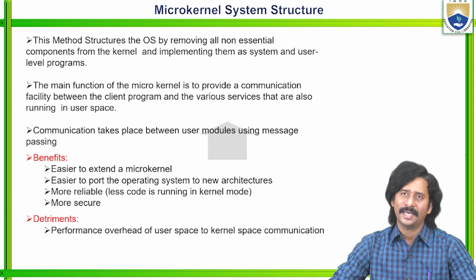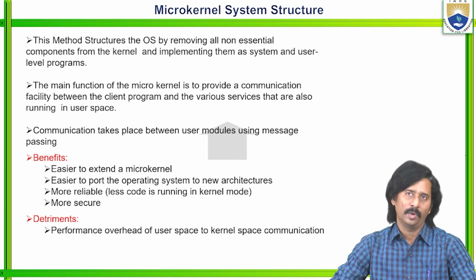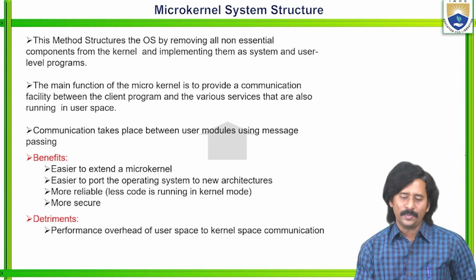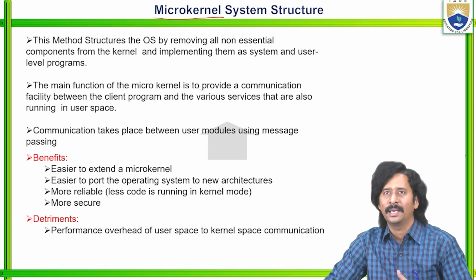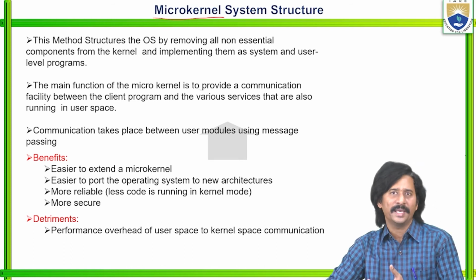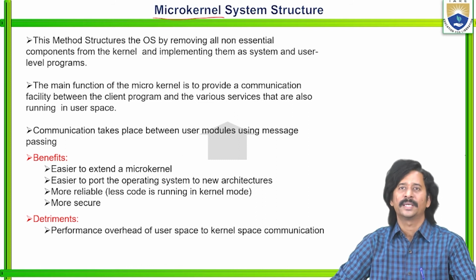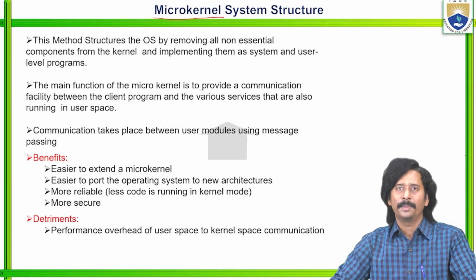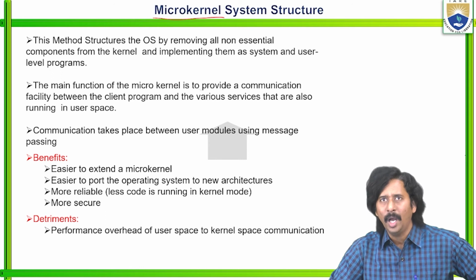Then the next category of operating system structure is the microkernel system structure. We know the word kernel. Now here, microkernel, what does that mean? The main aim of this microkernel structure is to provide a communication facility between the client program and the various services that are running in user space.